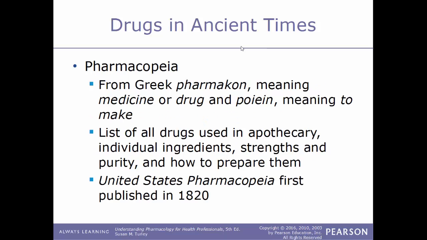And this leads us to our next term, pharmacopoeia. This is from the Greek pharmakon that we mentioned earlier in the video, which means a medicine or drug, and poien, which means to make. So this is a list of all the drugs that are used in the apothecary, the individual ingredients, the strengths, the purities, and how to prepare them. So this is a book of all drugs that a pharmacy would use and how to make the certain drugs that you need. And the United States Pharmacopoeia was first published in 1820.